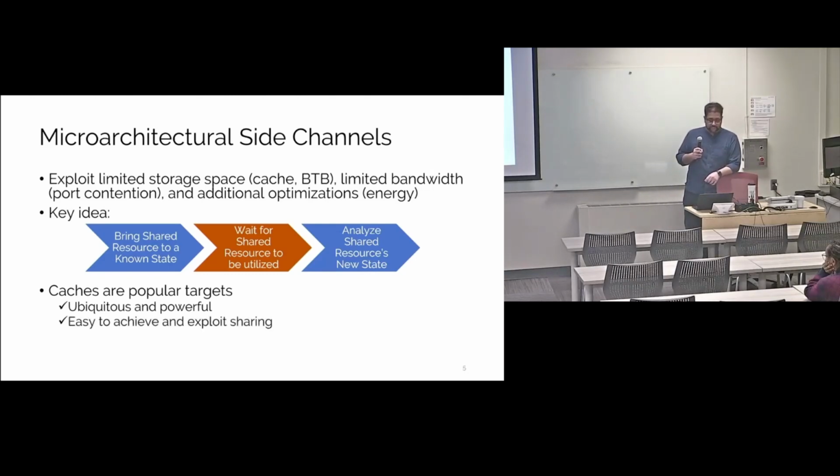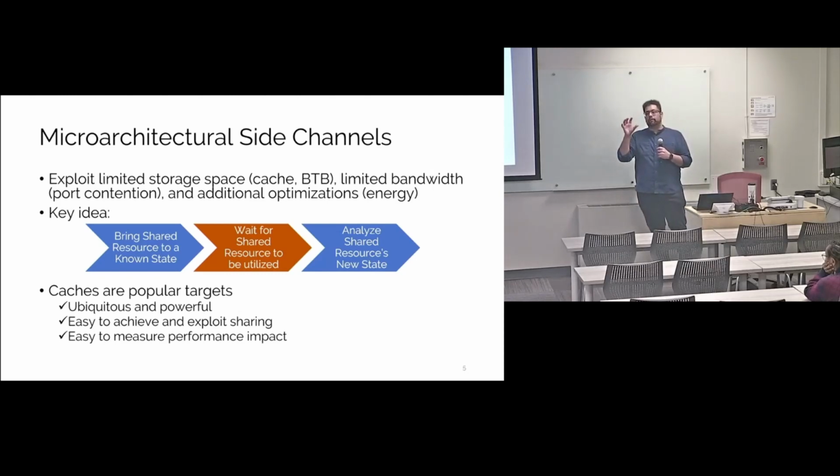Then it's easy to achieve and exploit sharing as well. This is because cache organization, its size, its indexing methods, inclusivity, and all the indexing strategies are either known or have been reverse engineered. So caches are very ripe for attacking. And then it's easy to measure performance impact as well. That's because caches offer a lot of performance improvement. If something is in the cache, it'll be served hundreds of cycles quicker than something which is not in the cache. And with the help of all the performance monitoring units that we have, you are able to measure these differences, often at a very fine grain.